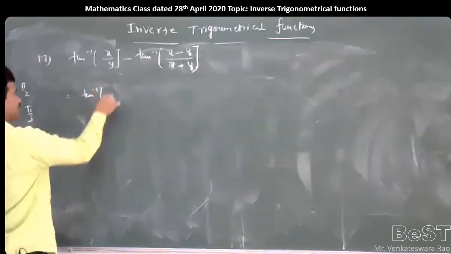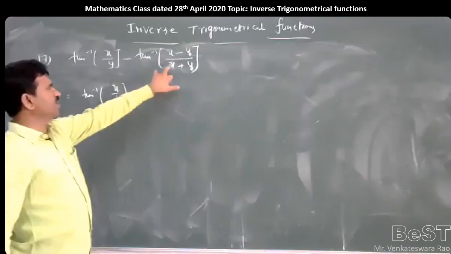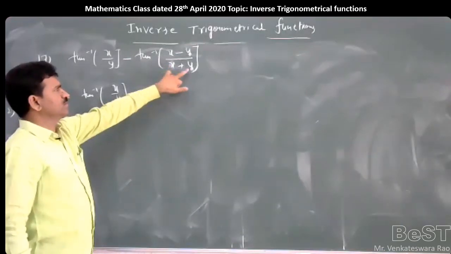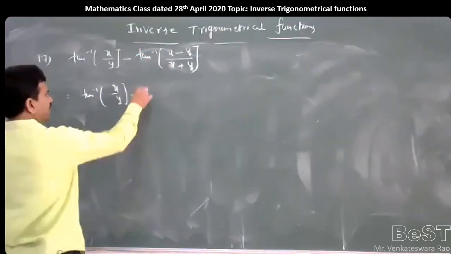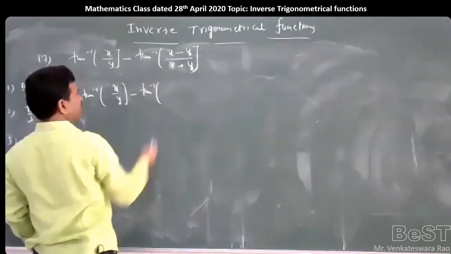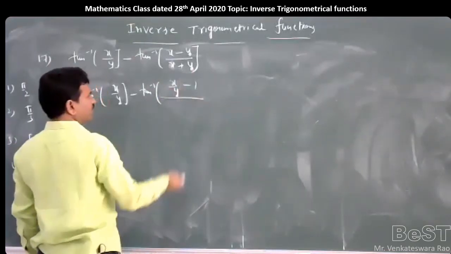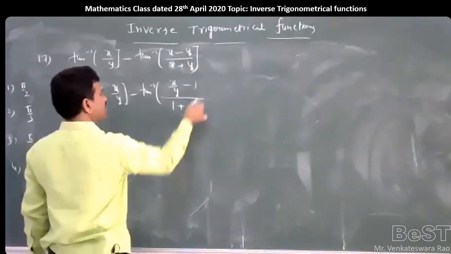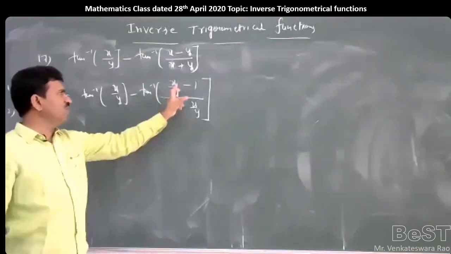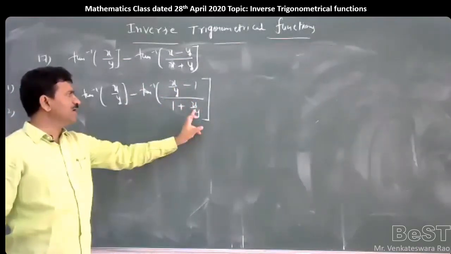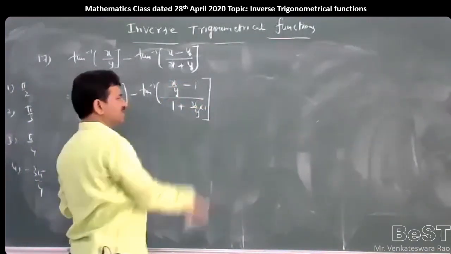Very simple technique. Tan inverse of x by y minus, here we required 1. So dividing with y, here the x by y term is together, so we'll try for x by y. Tan inverse of, dividing with y, x by y minus 1 by y, and 1 plus x by y. Now see the second function, tan inverse of x minus y by 1 plus x into y. X value is x by y, y value is 1.